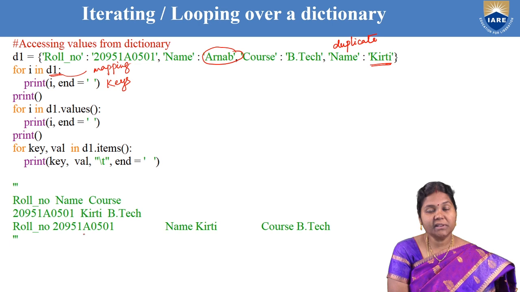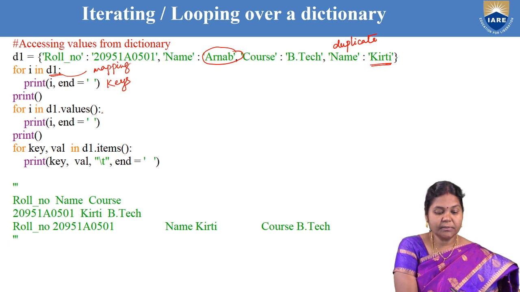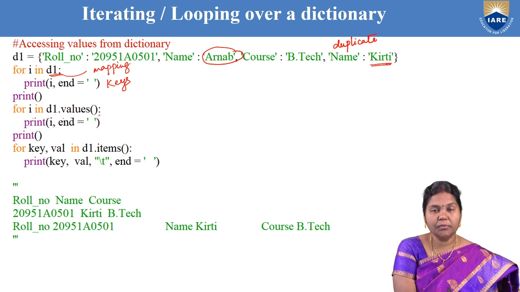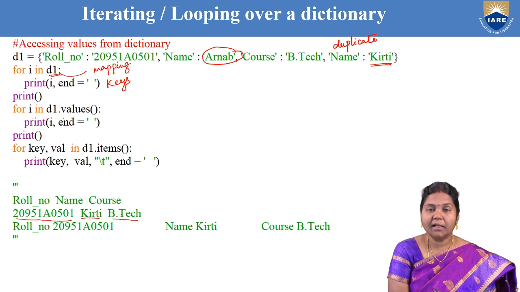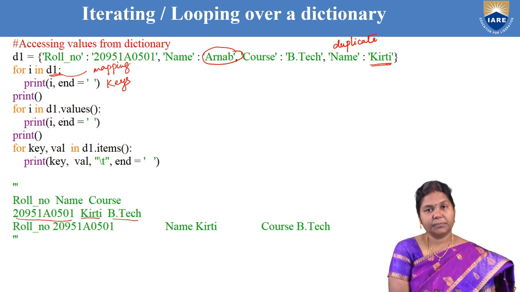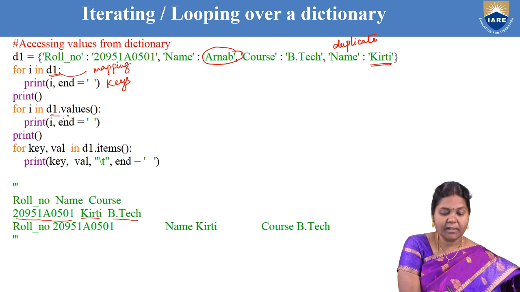So, if you simply iterate over a mapping, you will get only the keys. But if you want to see its values, there is a built-in method called the dot values method. So, you can simply write for I in D1 dot values. If you write D1 dot values, then its associated values will be displayed. So, you can see here 2095, 180501 and then Kirti and then BT. These are the three different associated values for the keys that have been displayed. So, by default, if you write a for loop to iterate over a dictionary, you will get only the keys. If you want to see its associated values, you have to write D1 dot values.